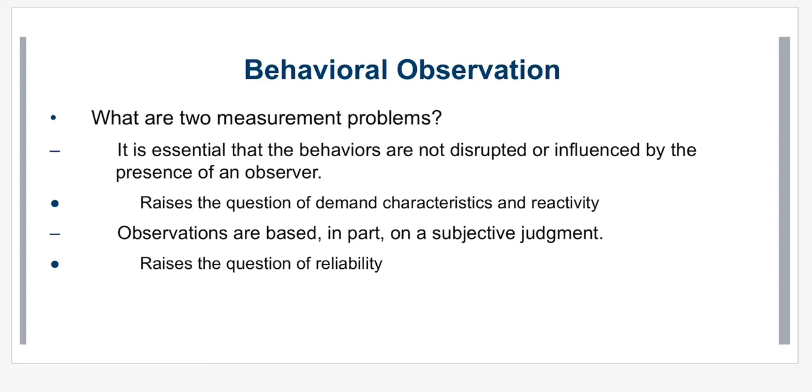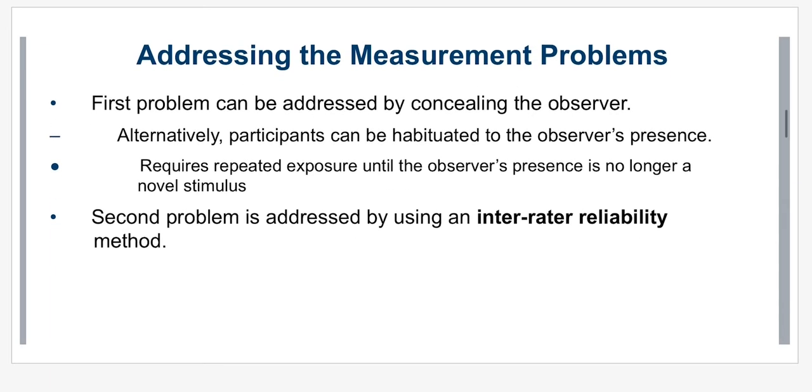The second problem is that the observations are based, at least in part, on a subjective judgment. Somebody is observing and recording this behavior. And so it's a potential reliability issue because would a different observer interpret the behavior and write down the same behavioral observations and interpret it in the same way as the person that recorded the observations? Because again, there's a little bit of subjectivity there. We all might make a different judgment there. So how do we address these issues?